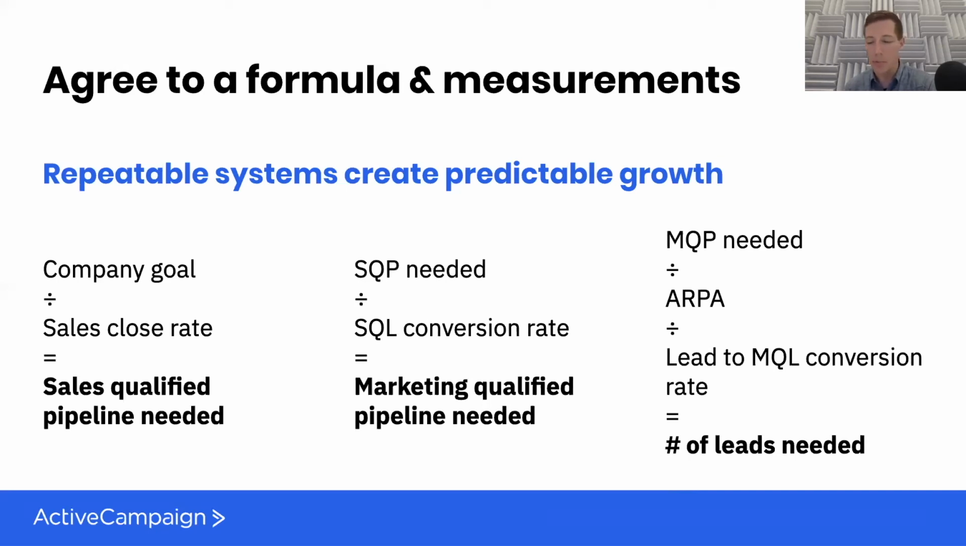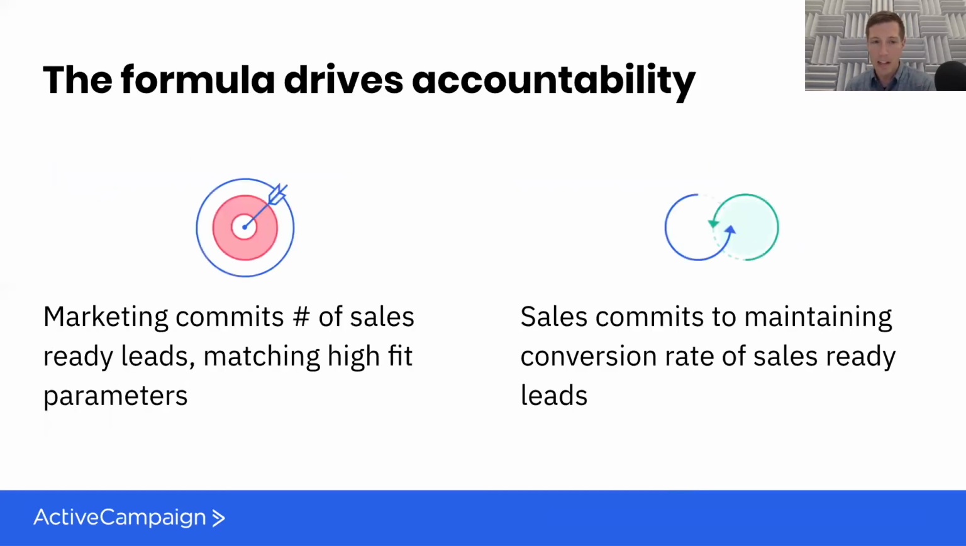Obviously, it gets much more complex. But if you can do this at a high level and find a repeatable system to start to drive some of that growth, it becomes a bit more predictable, which is a really good area to be in and to focus on. With that formula then comes accountability.